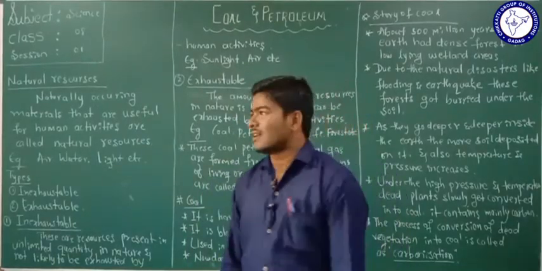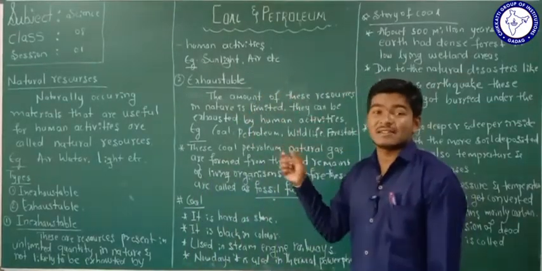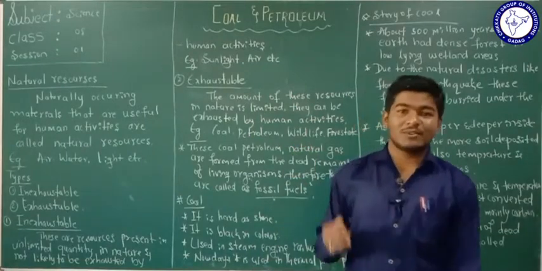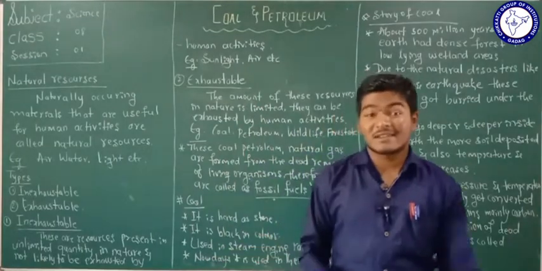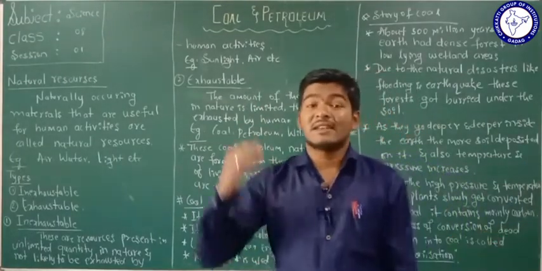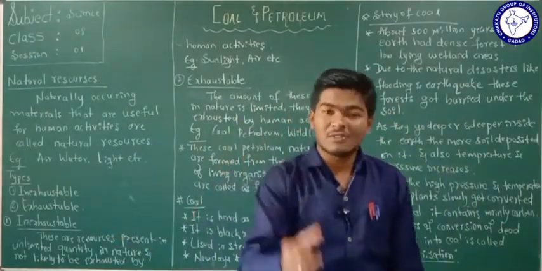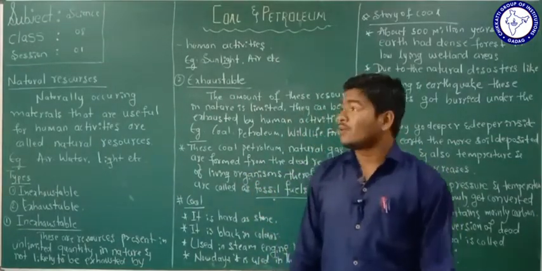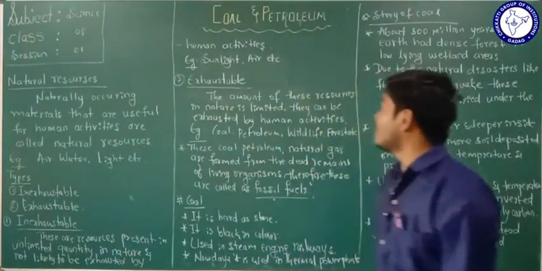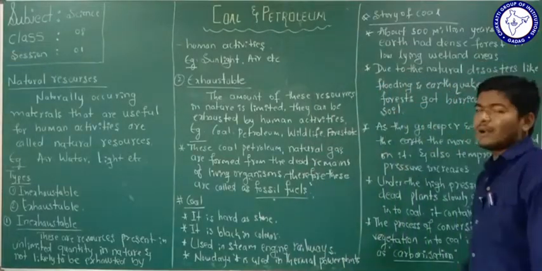In the last session, under the chapter of materials, metals and non-metals, we discussed the physical properties of the metals, the physical properties of the non-metals, the chemical properties of the metals and the chemical properties of the non-metals, and also some of the uses of the metals and non-metals. Today I am going to start another new lesson, that is coal and petroleum.